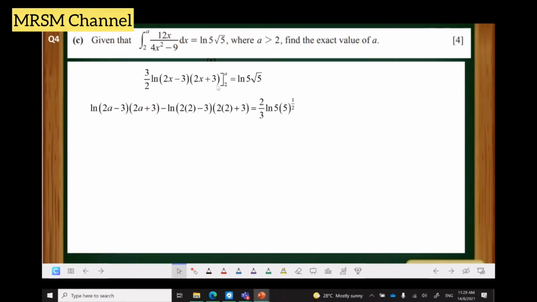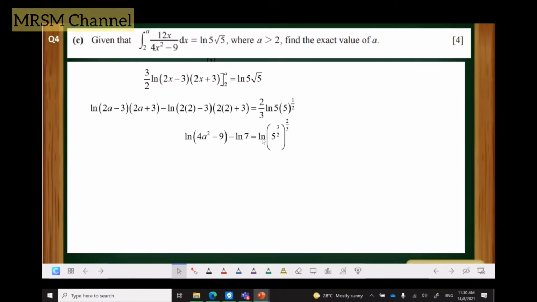Okay, masuk upper limit a. So jadi ln (2a minus 3)(2a plus 3). Okay, next minus, you substitute the lower limit. 2, masukkan 2 kat sini, masukkan 2 kat sini. So this one boleh simplify, this one pun boleh simplify. Okay, so this one ln (2a minus 3) plus ln (2a plus 3) tu akan jadi ln (4a squared minus 9). This one dia akan jadi ln of (4 minus 3) is 1, (4 plus 3) is 7. So 1 times dengan 7 dia akan jadi ln 7.